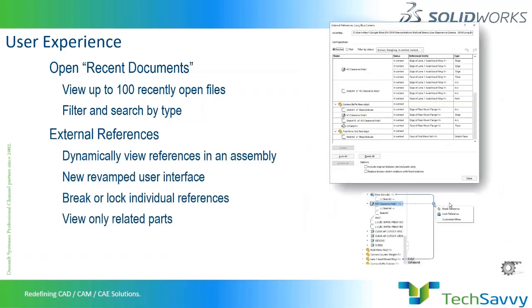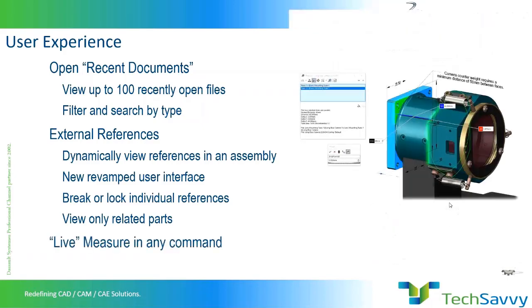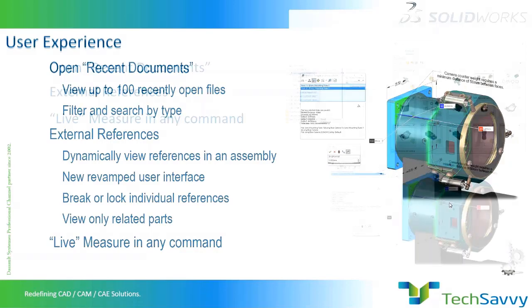We have talked about external references, how I can dynamically update my external references. I can change the interface, I can break or lock the individual condition, and I can view only related parts. Not only that, I can use the live Measure tool between my commands. Previously it was not there. Now it is there, so it is very easy for me to make any changes without any further issue.